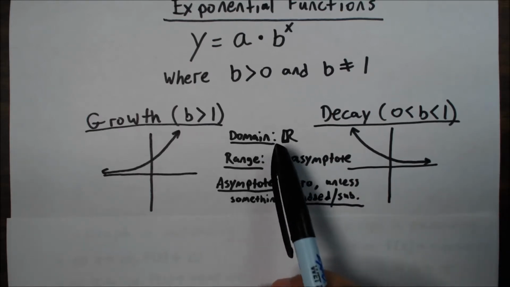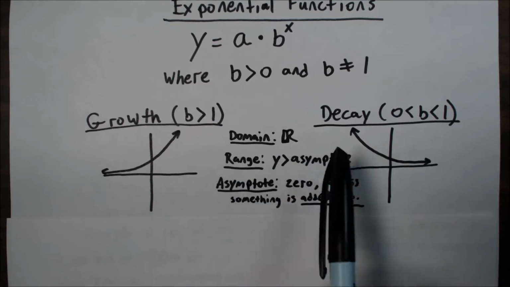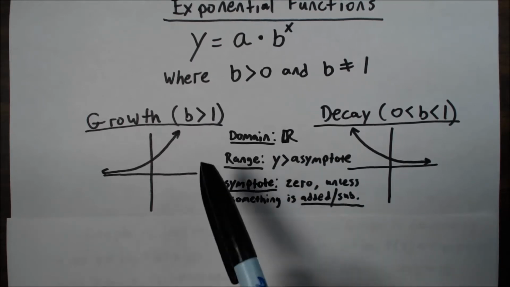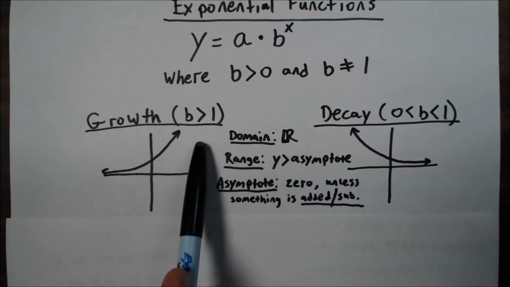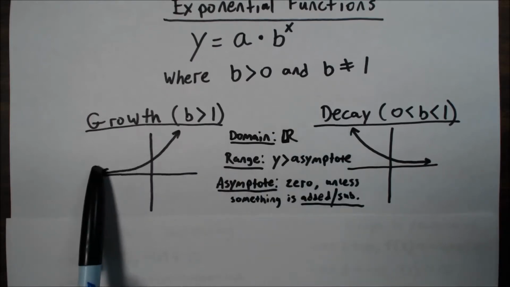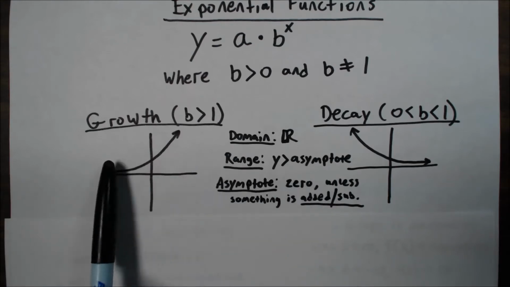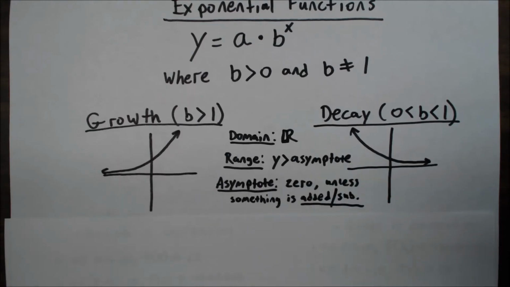So here's some common characteristics. The domain is all real numbers for any exponential function, because you can plug in any number you want for x. That means the graph is going to go as far to the right as you want to go, and it's going to go as far to the left as you want to go. It will go left and right forever in either case. You can plug in anything you want for x.